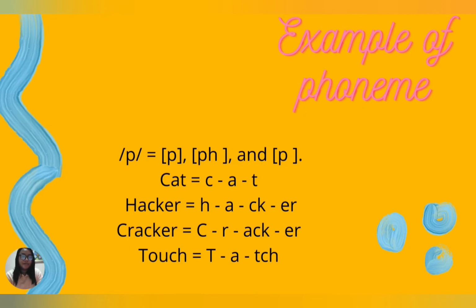This is an example of a phoneme, so it is the letter P. It can be read P, PH, and P. And this is the word cat. It can be read as k, a, t. And the word cracker, and the word touch, t, ch, t, ch, touch.